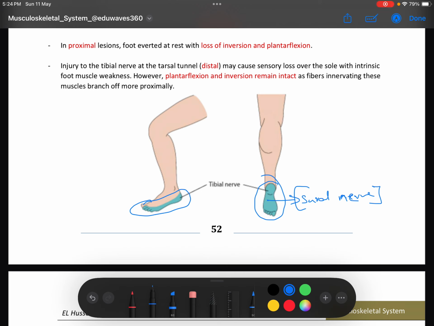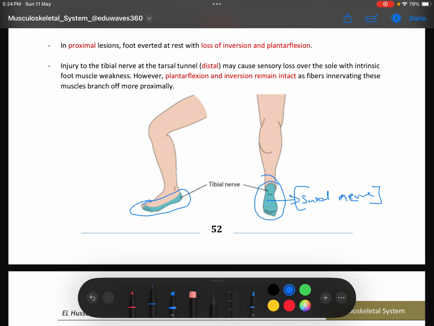In sensory distribution, we can see the common peroneal nerve supplies the dorsum of the foot, and the tibial nerve supplies the sole of the foot. If the common peroneal nerve is injured, it leads to foot drop. If the tibial nerve is injured, it leads to inability to stand on toes. Okay, so these are the things we have to mostly focus on and understand.